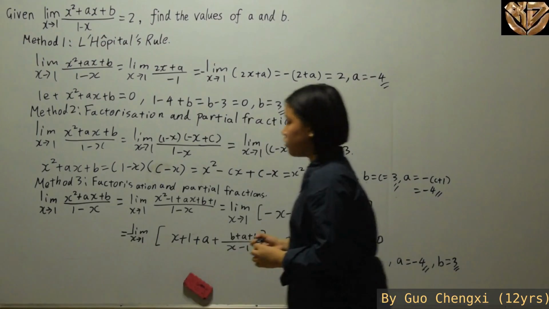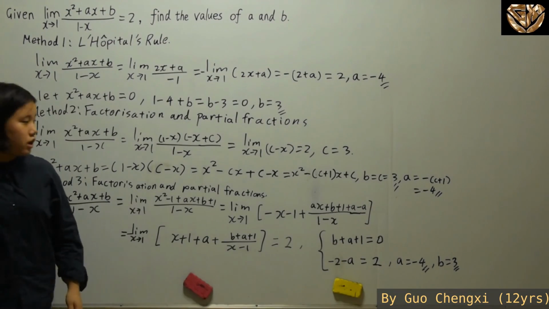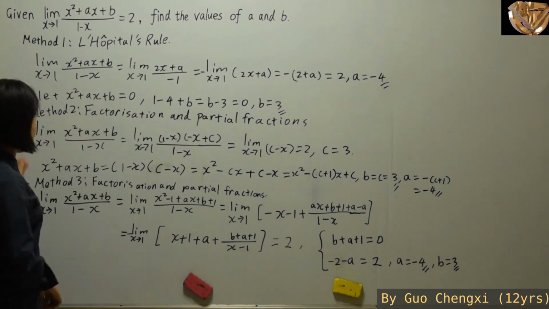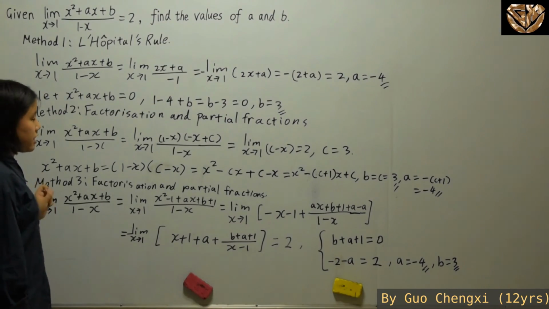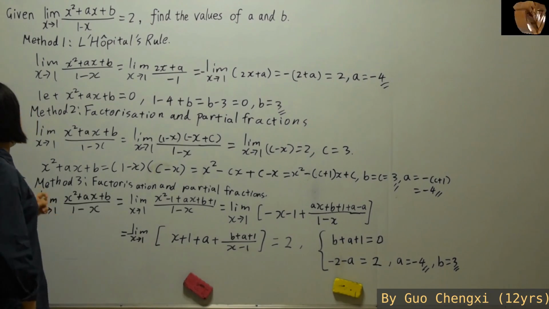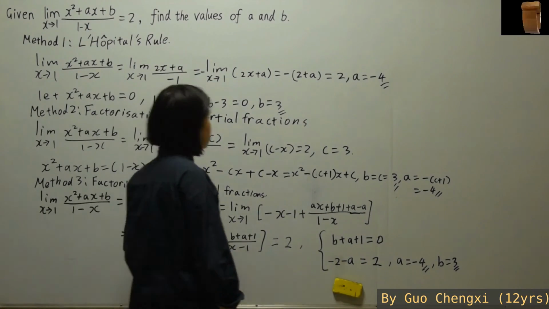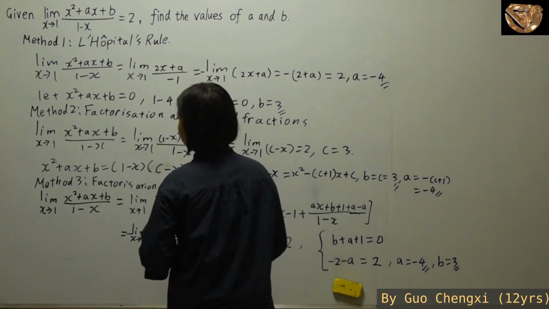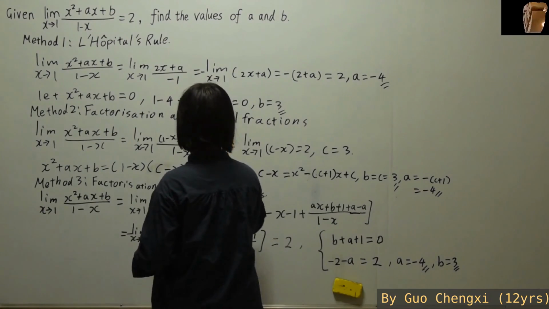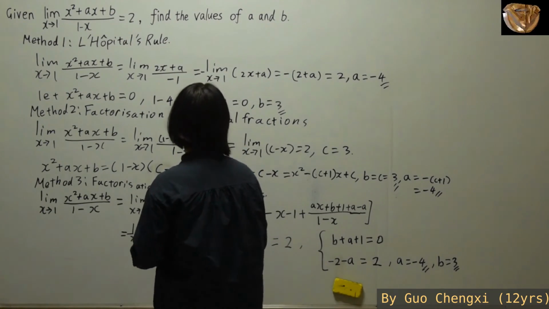And now that you have gotten both of these, if you compare the results for all three methods, you'll realize that they are the same, so all the results are correct. For our first method, we use the L'Hopital's rule. For the second method, we factorize it, and after that we have partial fractions.